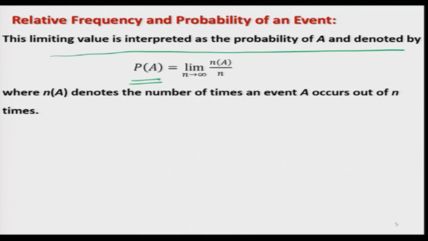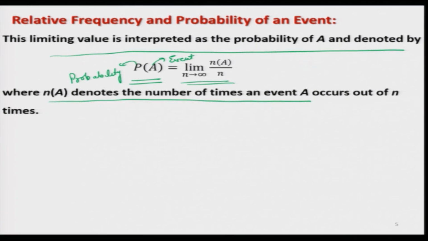P means probability and A is an event. So, this is the probability of an event A. It will be the limit as n tends to infinity of n_A upon n, where n_A indicates the number of times an event A occurs out of a small n number of times. Now you can see this is the probability we always talk about.